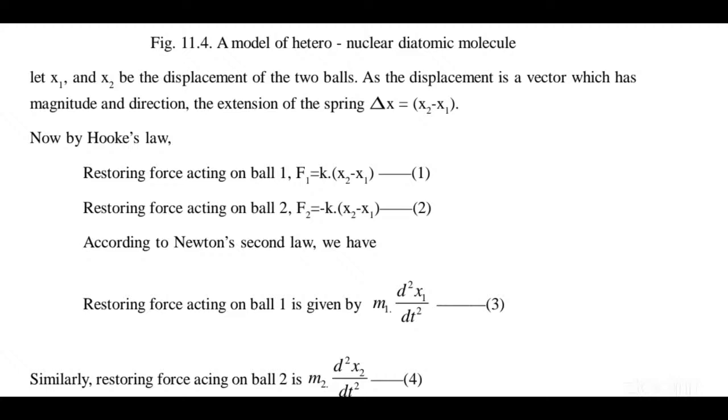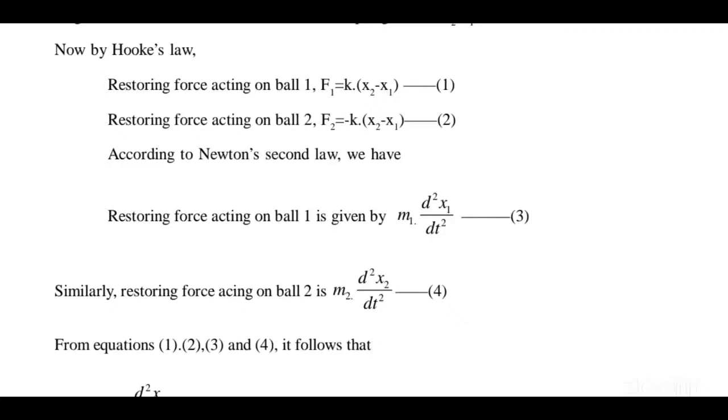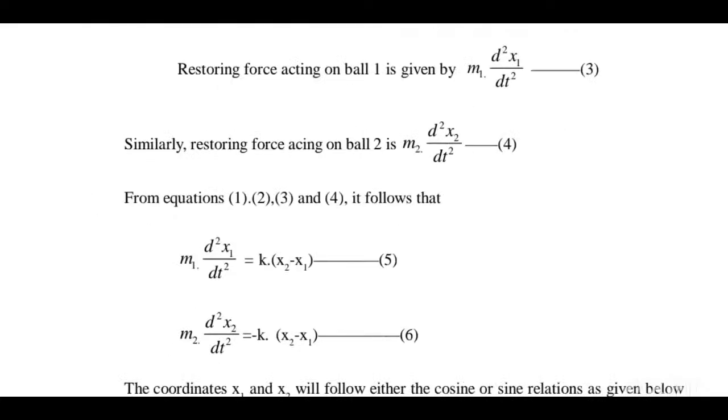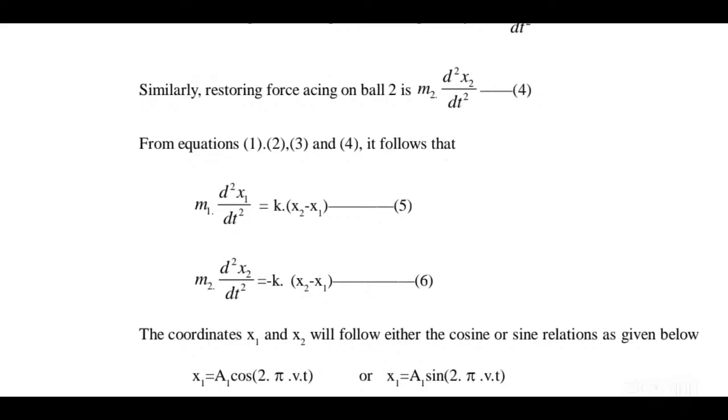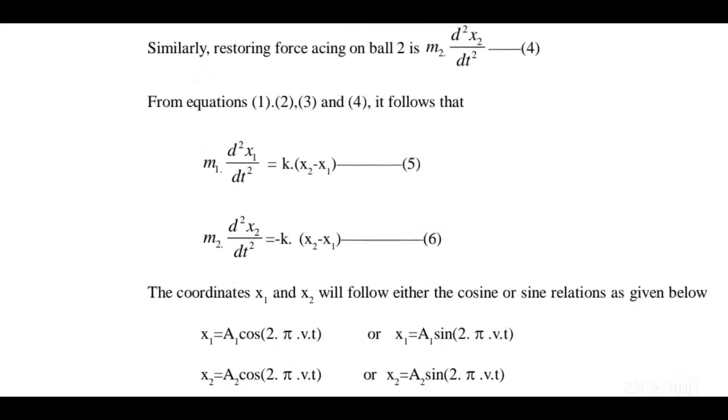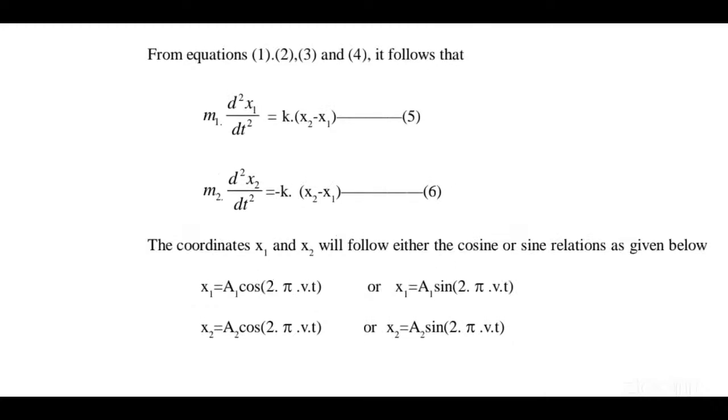Right here, d square x1 by dt square. And similarly with ball 2, the restoring force acting on ball 2 here is m2 d square x2 by dt square, where m2 is the mass of your second ball. Now upon combination of the two equations, we get m1 d square x1 by dt square equals k(x2 minus x1). But for m2 we also get the same thing here.